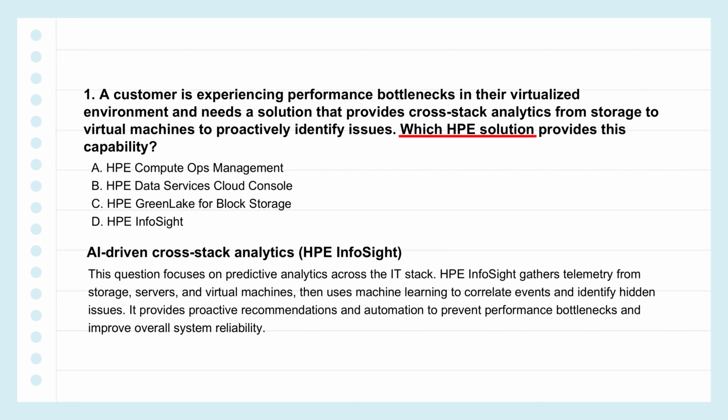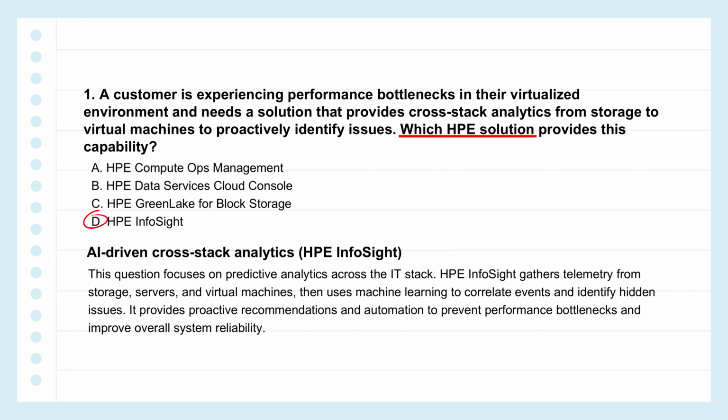Okay, so what does this all mean? Like, looking at these, my instinct is to immediately eliminate options A and C. Right, yeah. Because Compute Ops Management and GreenLake for block storage are essentially infrastructure provisioning and management tools. They aren't fundamentally designed to provide predictive, AI-driven analytics across the entire stack. That is spot-on logic. Yeah, the correct answer here is option D, HPE InfoSight.